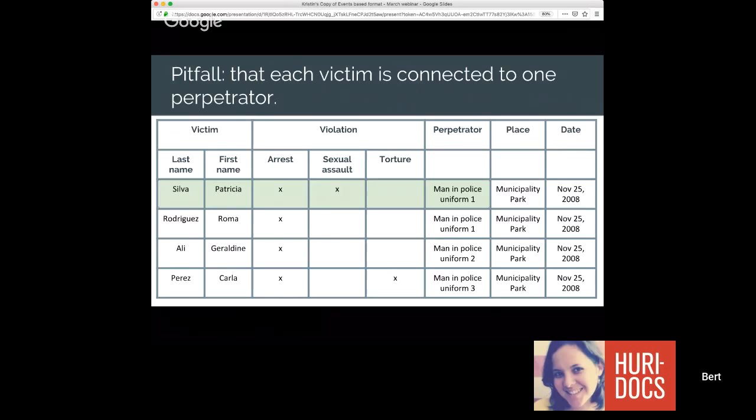So the events model and the formats which HURIDOCS developed give a general framework for documenting human rights violations. It is really important that you can take it as a starting point, but the main thing is indeed that you sit together with your colleagues and come up with a system which best matches your needs and requirements, taking into account what I just mentioned.